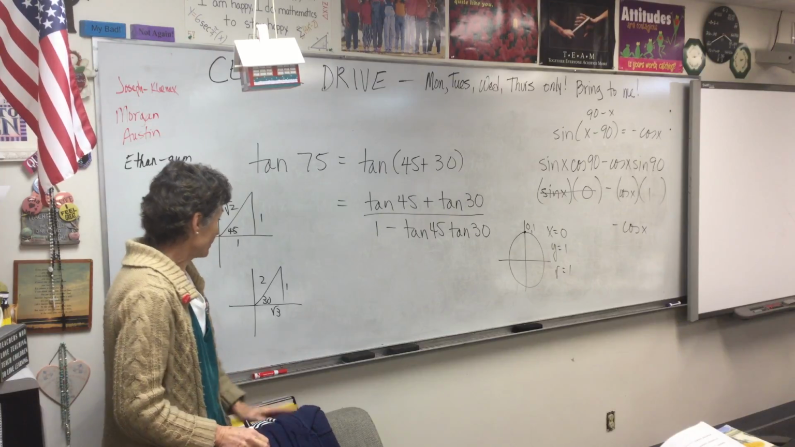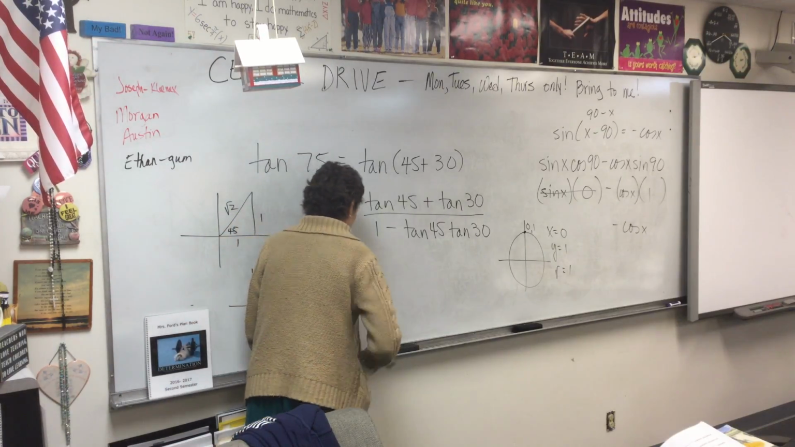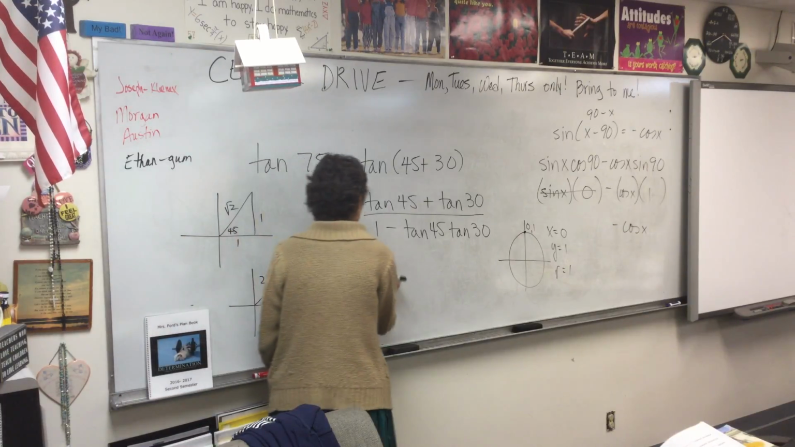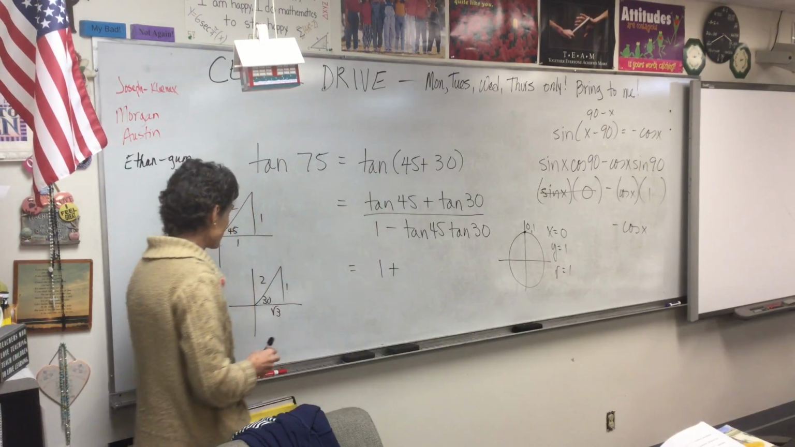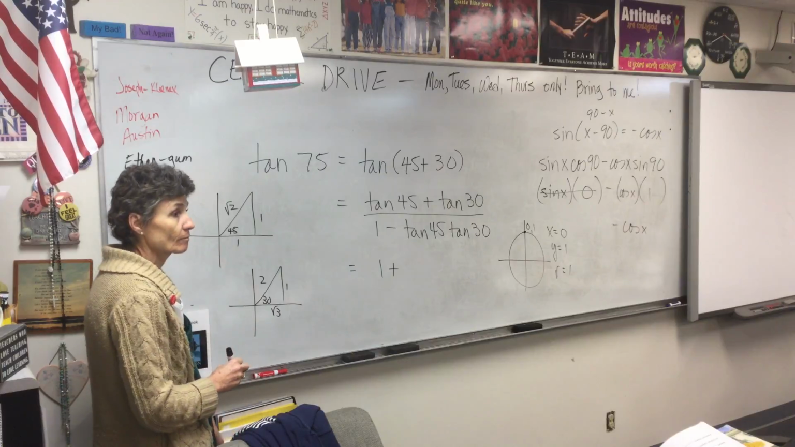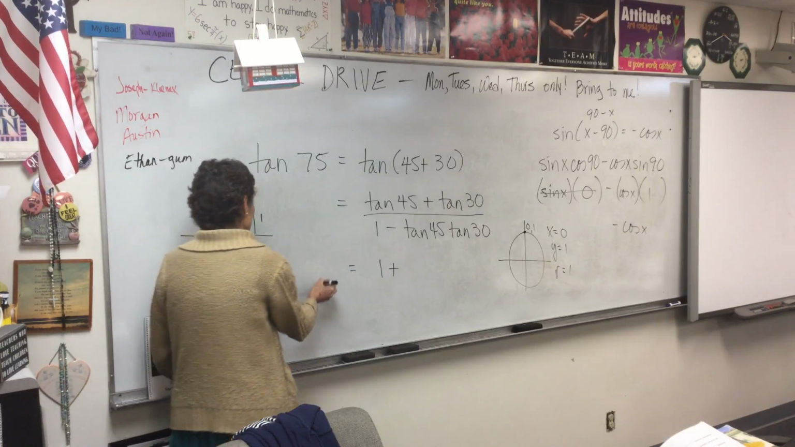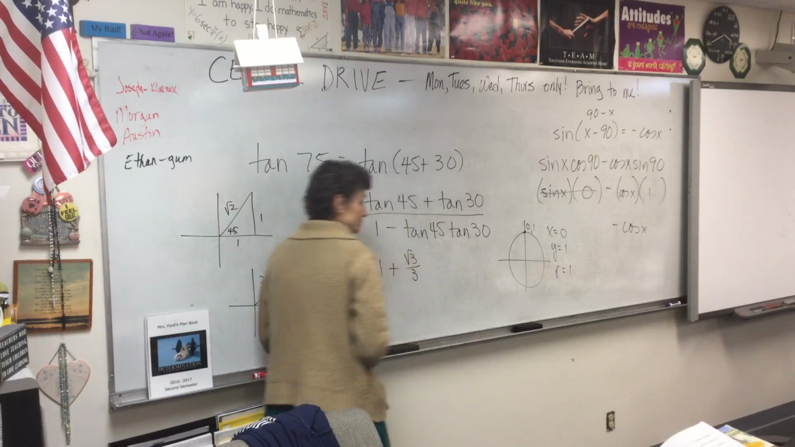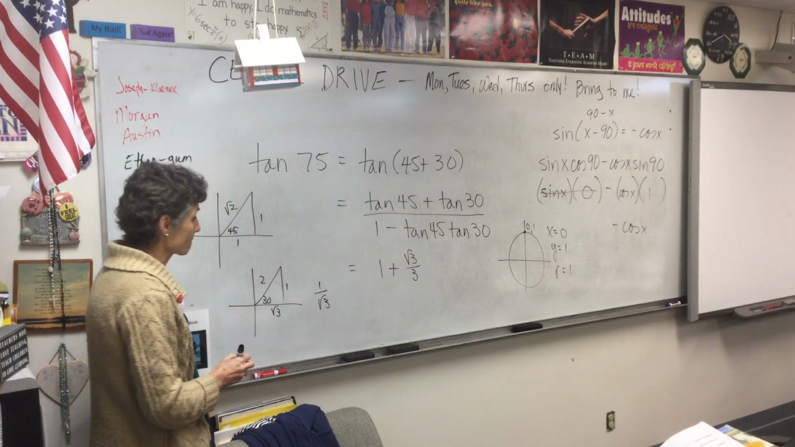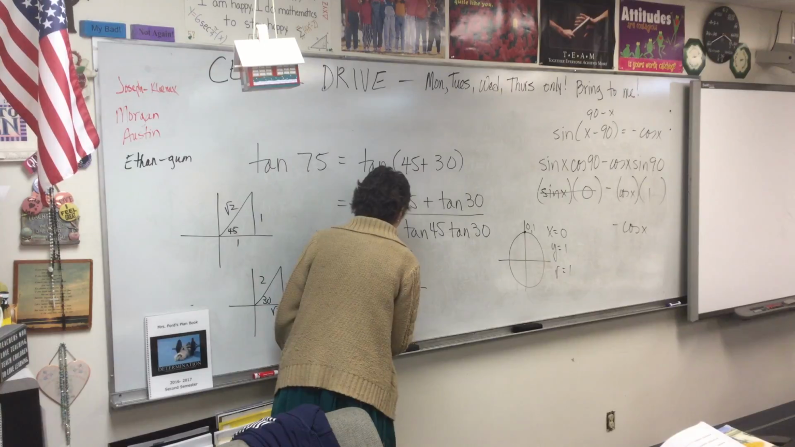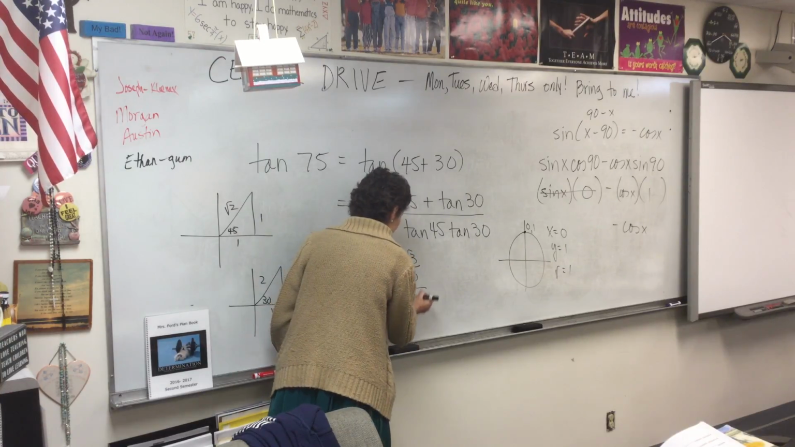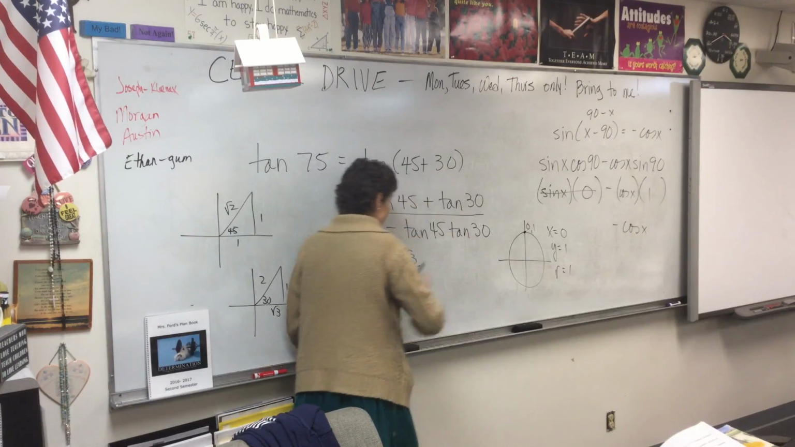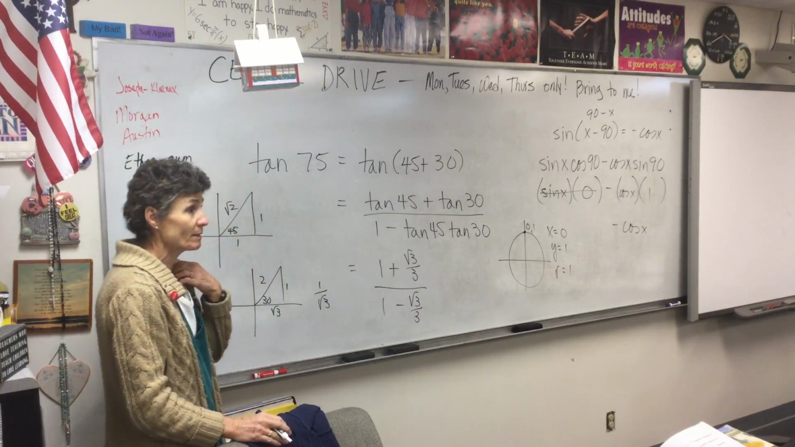So everything's going to be positive. Okay, so here we go. What's the tangent of 45? Look at the picture you drew. The tangent of 45 is 1. What's the tangent of 30? 1 over root 3, but I think I'll put that in as root 3 over 3. Over 1 minus root 3 over 3. Because it's 1 minus 1 times root 3 over 3. Is that okay with everybody?